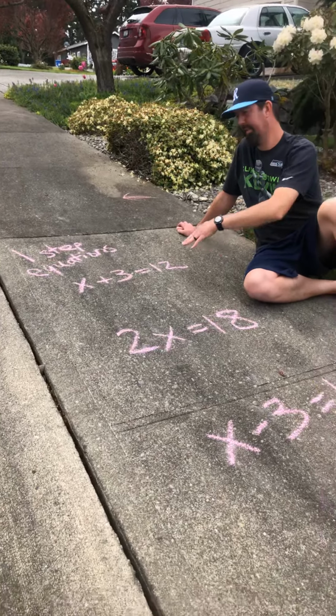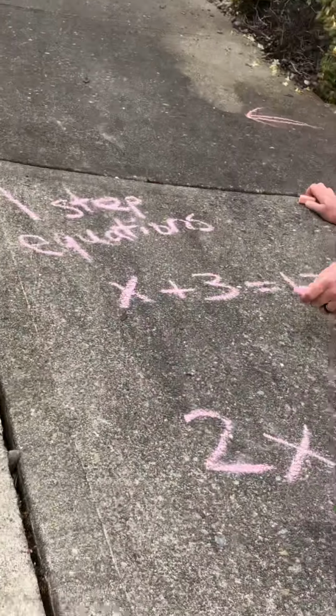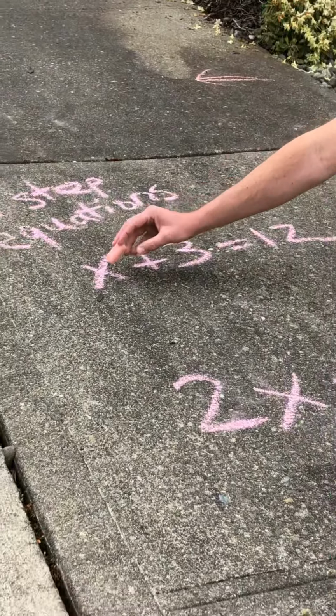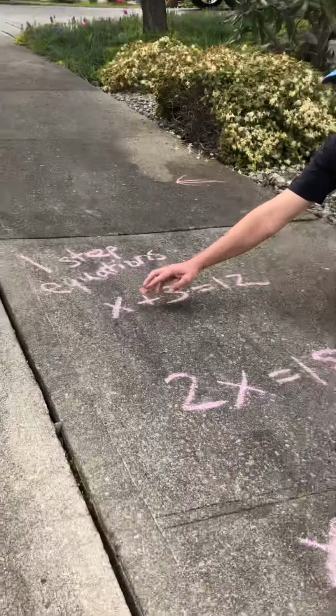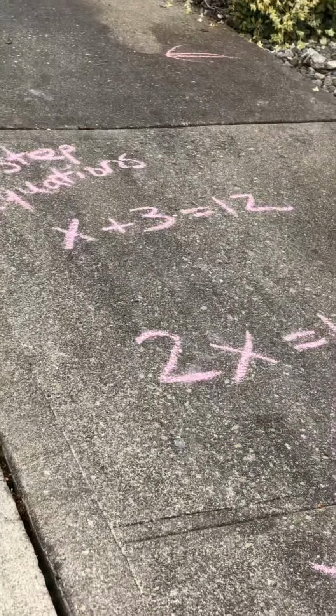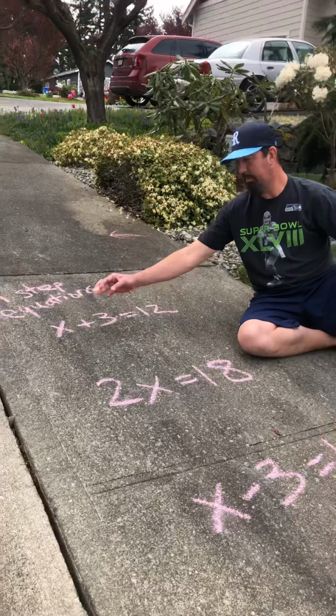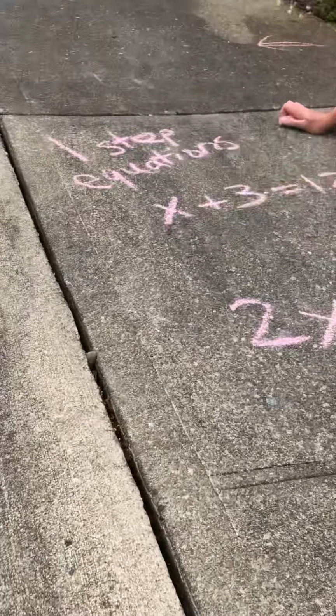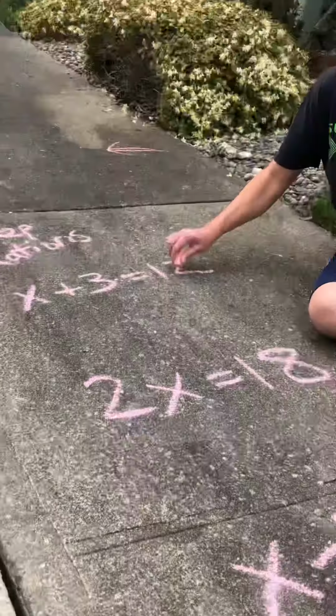One-step equations basically look like this. We're going to have a variable in the equation. Doesn't matter what variable, x or y or m. We have something to figure out here. What number is hidden under the x? x plus 3 equals 12.